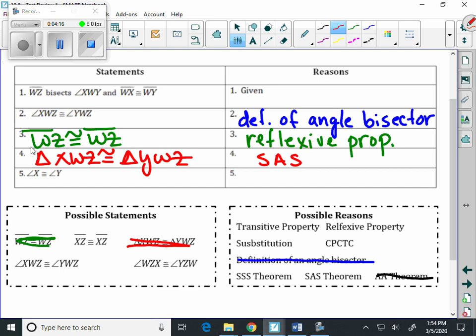And then our last statement becomes angle X is congruent to angle Y. And now that we've proved that the triangles are congruent, we can prove that the parts are congruent. And that's our CPCTC. Corresponding parts of congruent triangles are congruent.